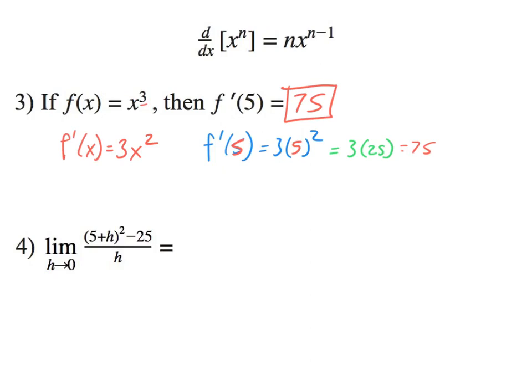The slope of this function at 5 is 75. The instantaneous rate of change, which is the slope.